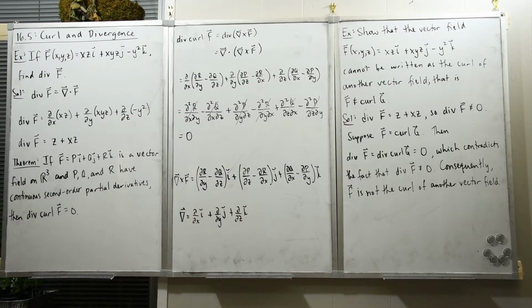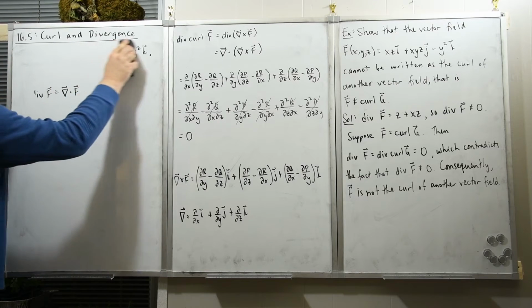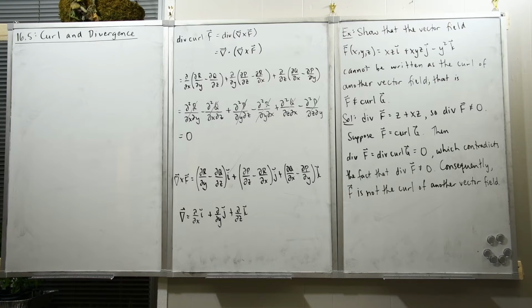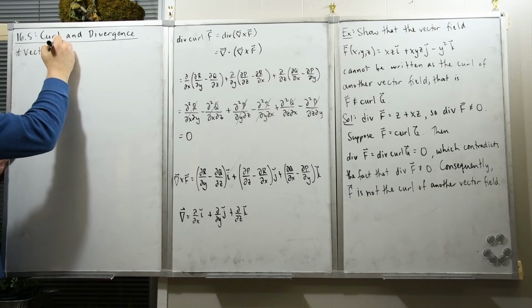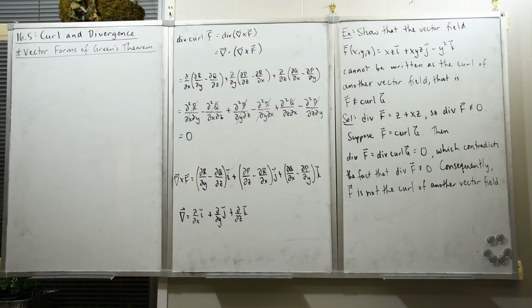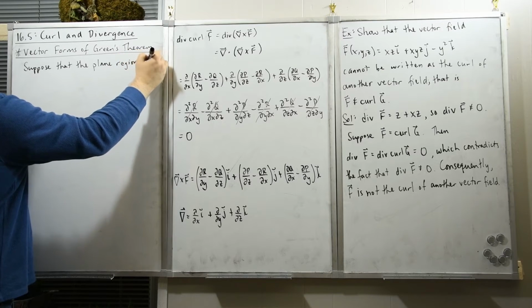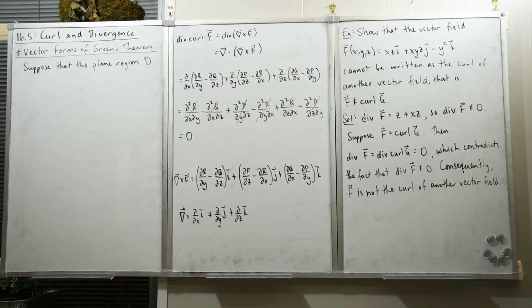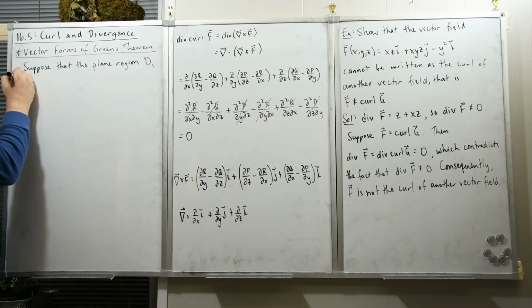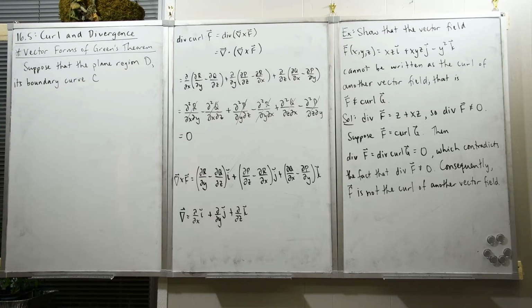All right. So to finish out this section, we're going to be taking a look at some vector forms of Green's theorem. All right, some vector forms of Green's theorem. So what we're going to be taking a look at, we're going to have a plane region D, we're going to have a boundary curve, which we're calling C, and the functions P and Q.